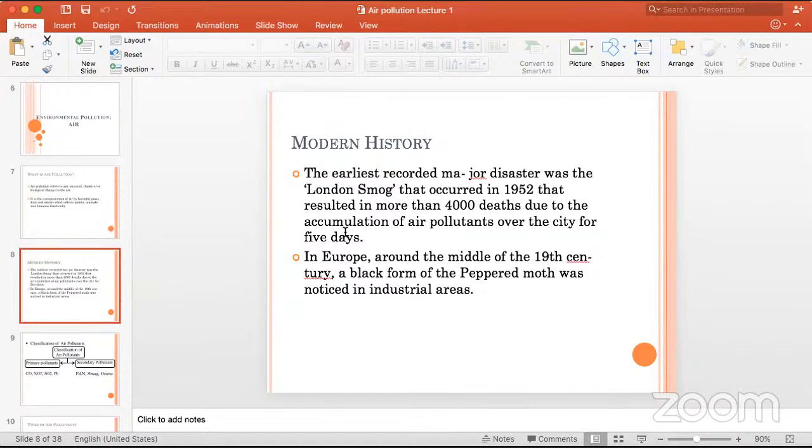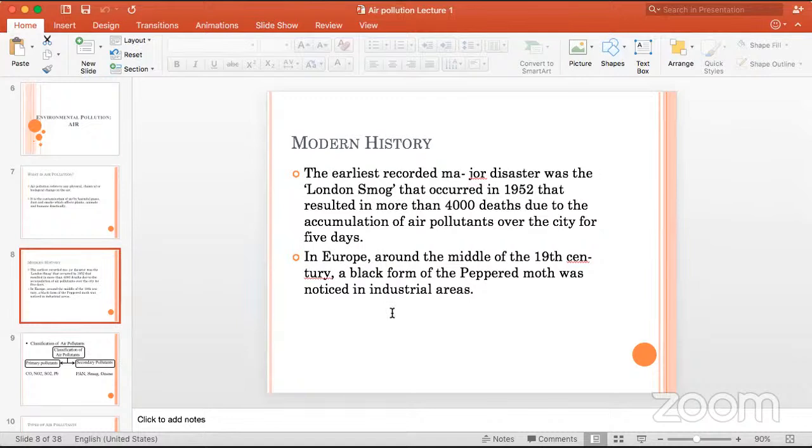During the Industrial Revolution, what happened? The origin of basically air pollution in modern times can be said to have happened in Europe, right? So what happened in Europe? Around the 19th century, there was this moth, right? A moth is like a butterfly. Okay, so what happened to this butterfly? A black color butterfly was detected.